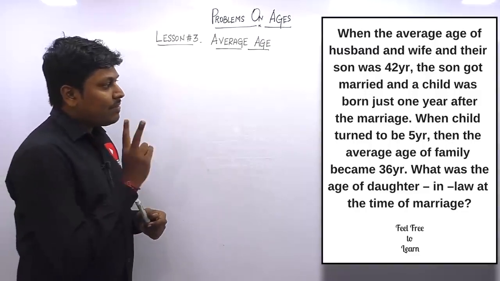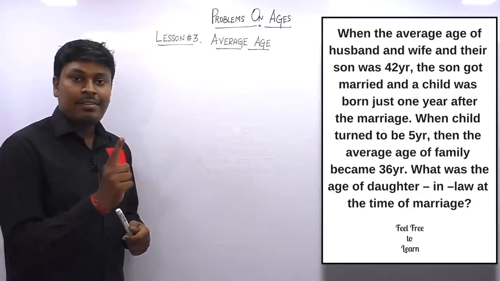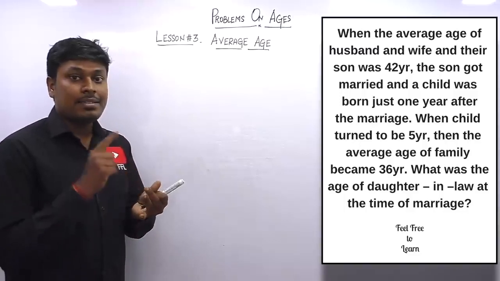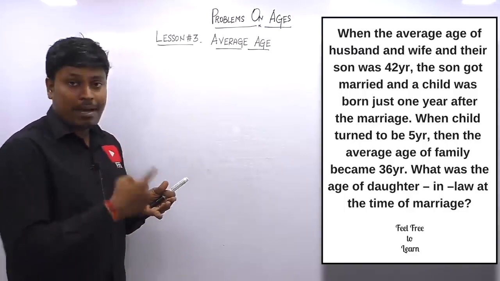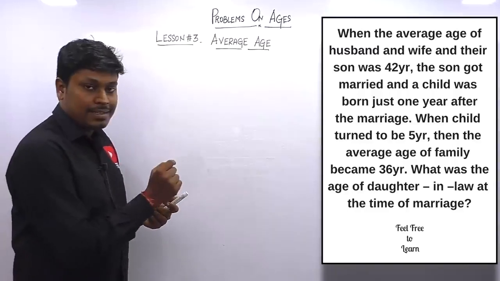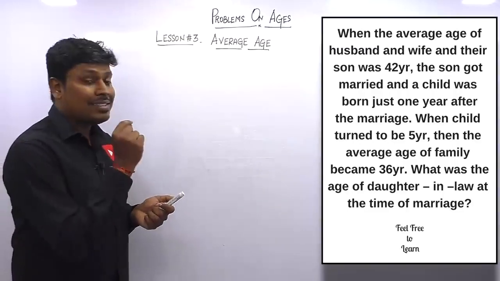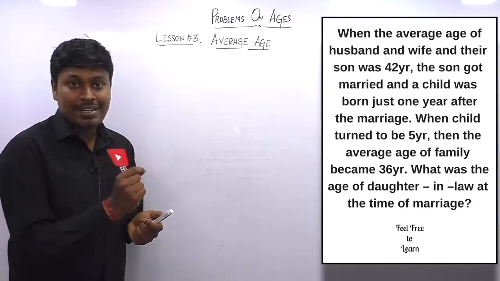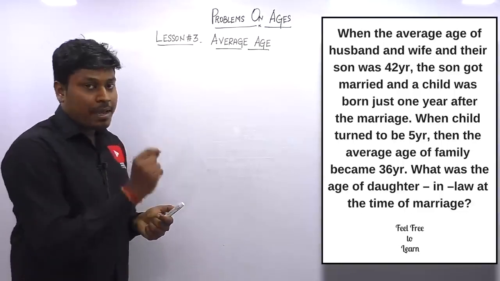So listen here, they have given two average values. The first average value is for father, mother and a son, before marriage, right? And the last value, that is 36, was given after 6 years, which is most important. Listen carefully. A son got married, right?